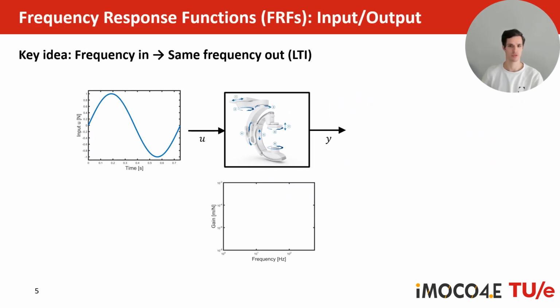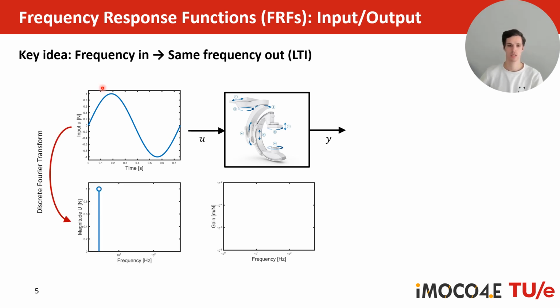So what is a frequency response function? A frequency response function can be roughly summarized as just output over input in the frequency domain. The key idea behind this is that if you put one frequency in, you get the same frequency out. For a linear time invariant system, this always holds true. Let's say we have again the system G here in the middle, and we create the input U, which is just one sinusoid of one frequency. If we take it to the frequency domain by using the Fourier transform, we get only a single value at the frequency of the sinusoid.